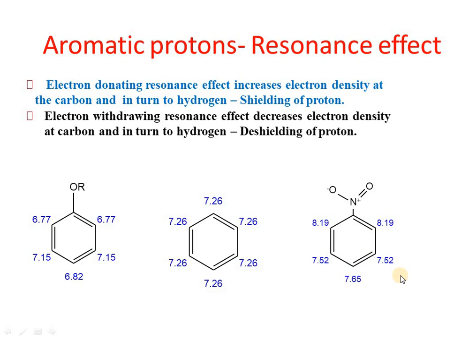So like this, the electron releasing groups and electron withdrawing groups have a main effect on the position of the signal, and this is all about the inductive effect.